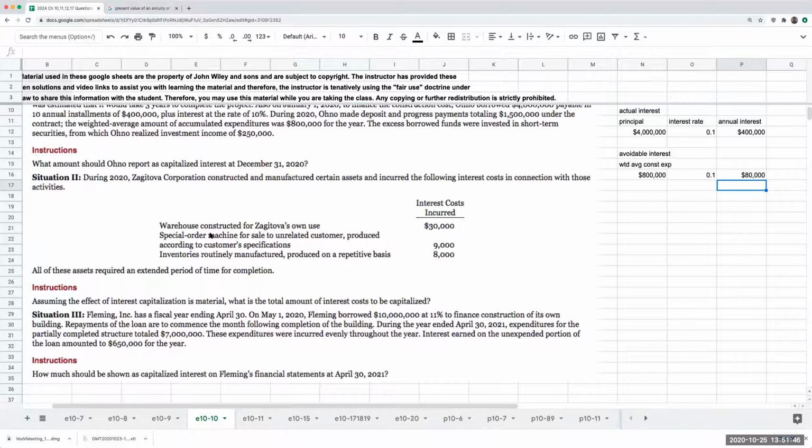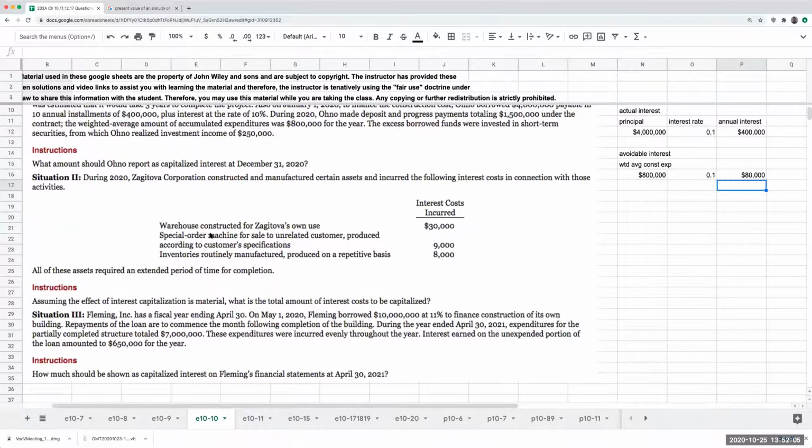The warehouse constructed for Zagatova's own use. Absolutely, yes. This is a building or a plant. They're going to be using it on their own. They're not using it for somebody else. So again, it's a self-constructed asset. So absolutely, this $30,000 would be included.